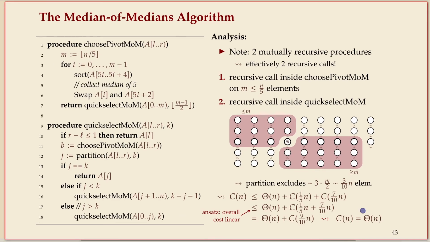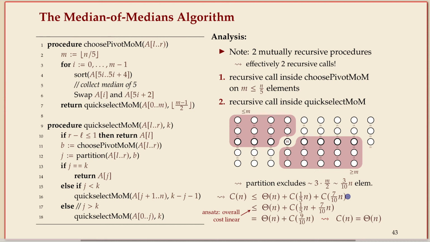And if you use this in a recursion for the cost, you can write C of n as the overall cost for the algorithm, again in some abstract cost measure. You have a linear term for the partitioning. That's this call. And you have the 2 recursive calls. You're using the worst case size.